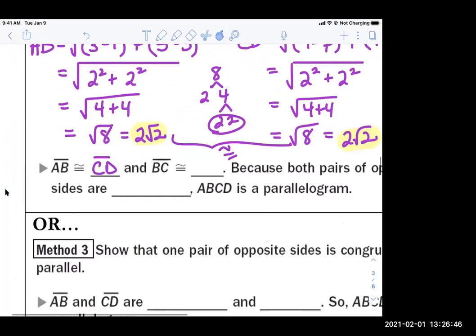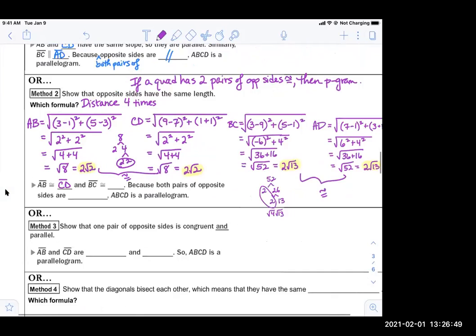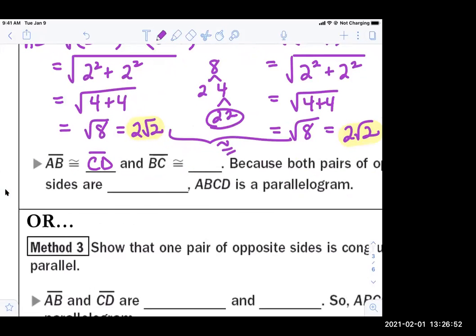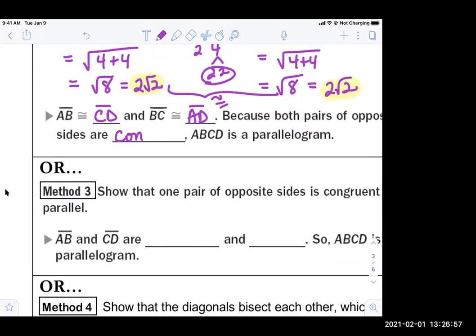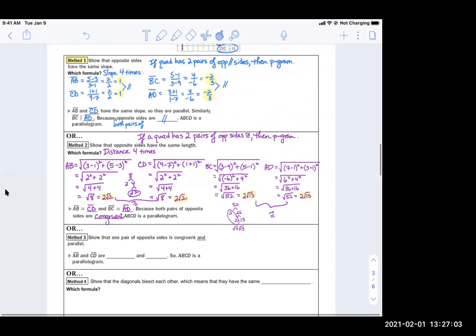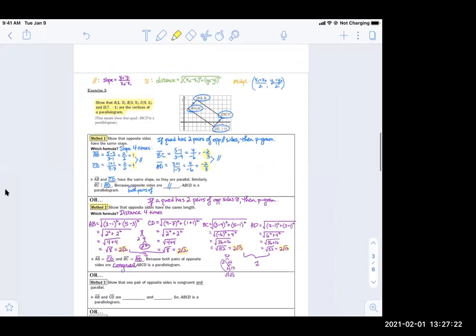So AB and CD are congruent. BC and AD are congruent. Because both pairs of opposite sides are congruent, it's a parallelogram. Okay, that's method number 2. Now, again, you would not be doing all of these normally with one problem. I'm just using the same problem repeatedly because there's no reason to start over with different numbers. But you would choose one method: 1, 2, 3, or 4. So like this would be a complete solution. That right there, you'd be done.